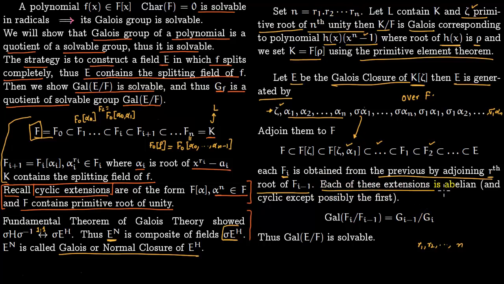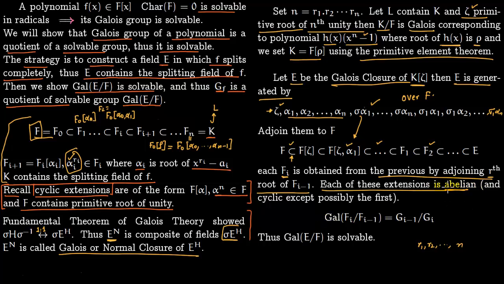Now each of these extensions is abelian. In fact, other than this extension, every extension here is cyclic, because you are basically adjoining a root of this form. Alpha to the power of something lies in F, because this alpha 1 itself is taken from here. All these alphas are precisely these alphas which are getting carried here. So each of these extensions here is cyclic, except this first one. So this may or may not be cyclic, but this is abelian.